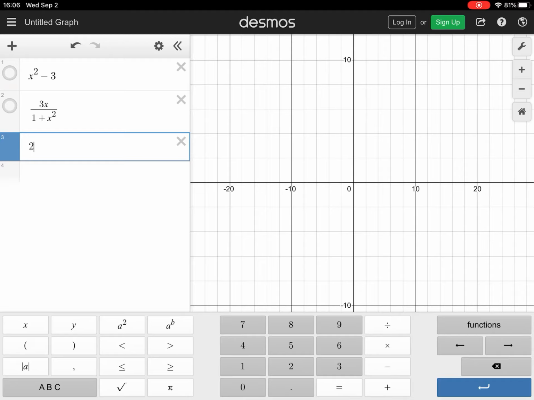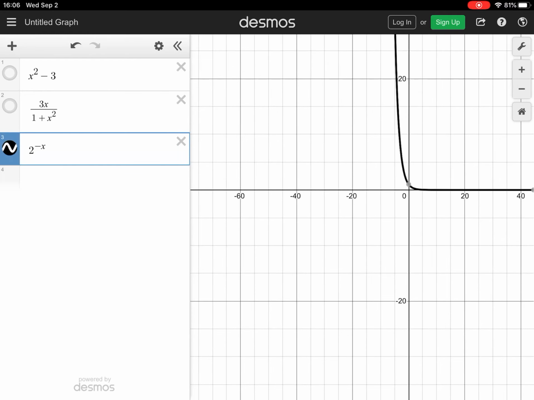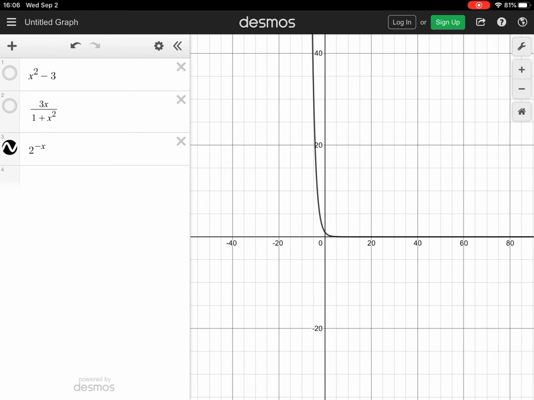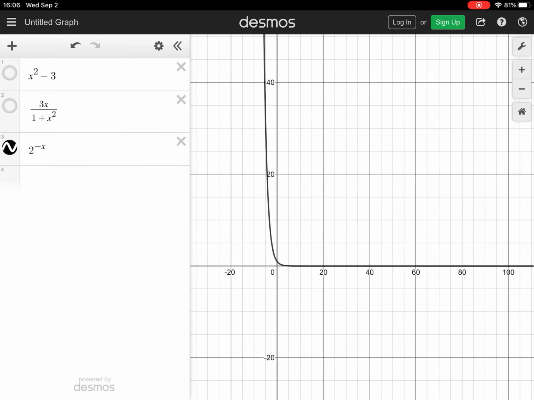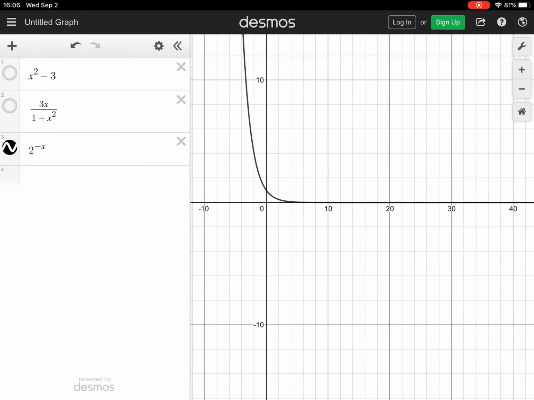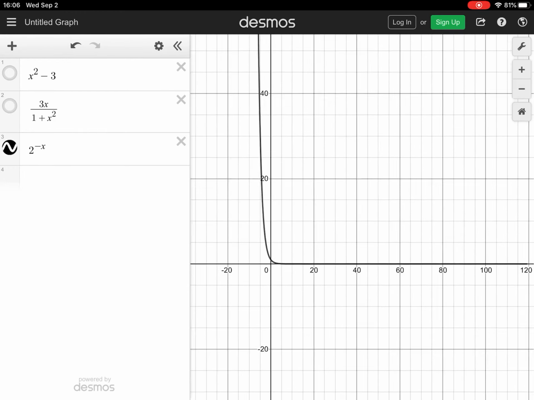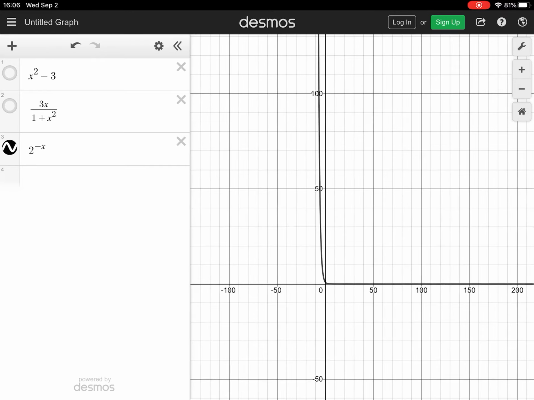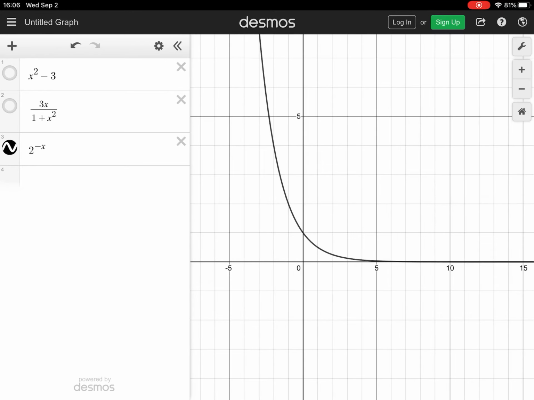The third example looks like this. It is bounded below because it stops at 0. Even though it's got that asymptote there and it's going right forever, the range stops at 0. Therefore, it is bounded below 0.